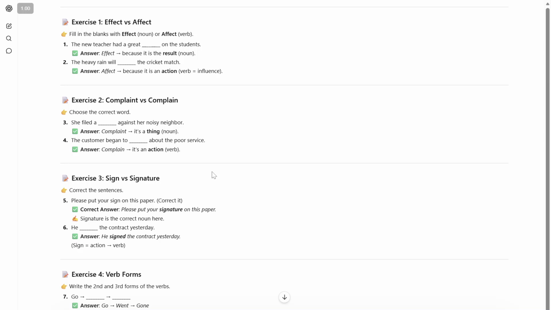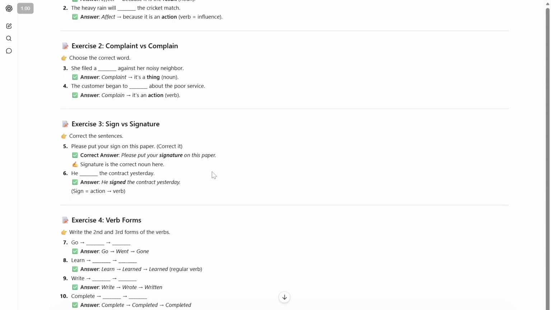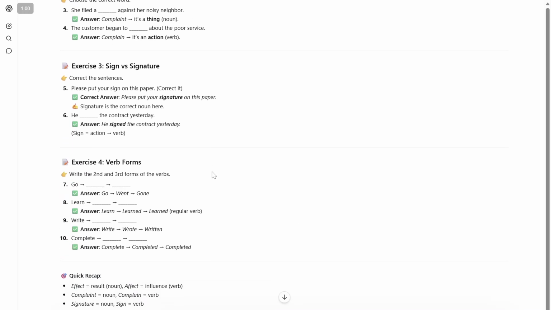6. He the contract yesterday. Answer: he signed the contract yesterday. Sign is an action verb. Exercise 4. Verb forms. Write the second and third forms of the verbs.